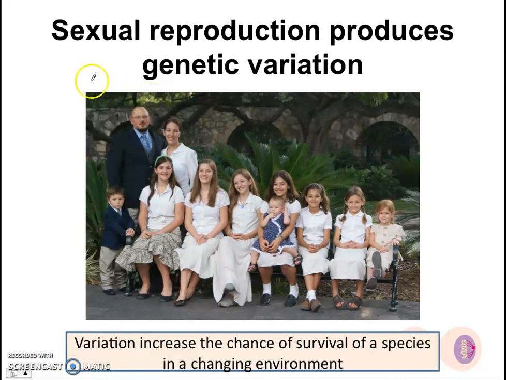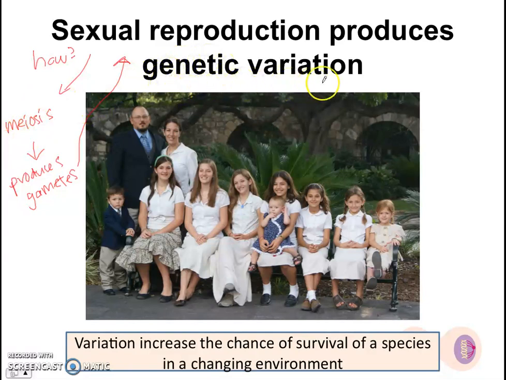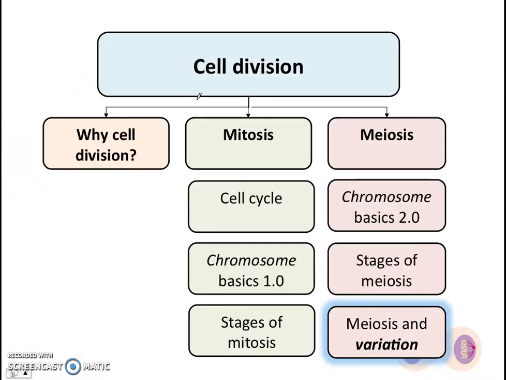But the question is, how does sexual reproduction produce genetic variation? How does it do that? Now, the secret lies in meiosis. Meiosis is an important part of sexual reproduction because meiosis produces gametes, right? And gametes are needed for sexual reproduction. So something about meiosis helps to contribute to genetic variation. And that's what this entire video is going to be about. In this video, we're going to ask ourselves the question, how does meiosis lead to variation?